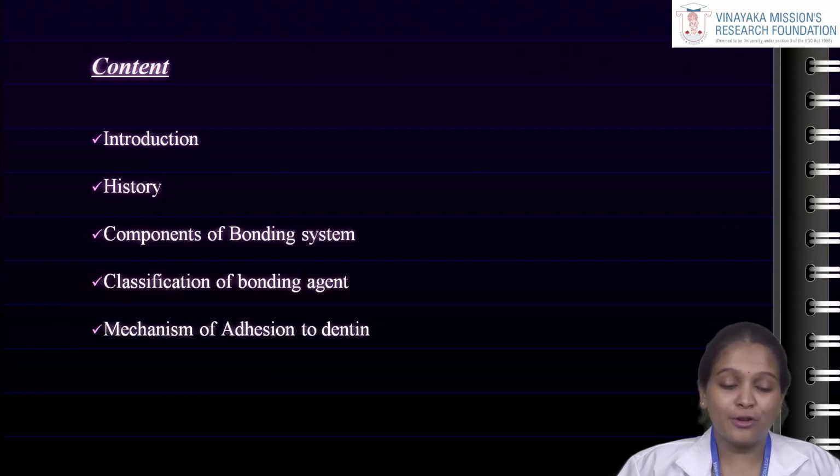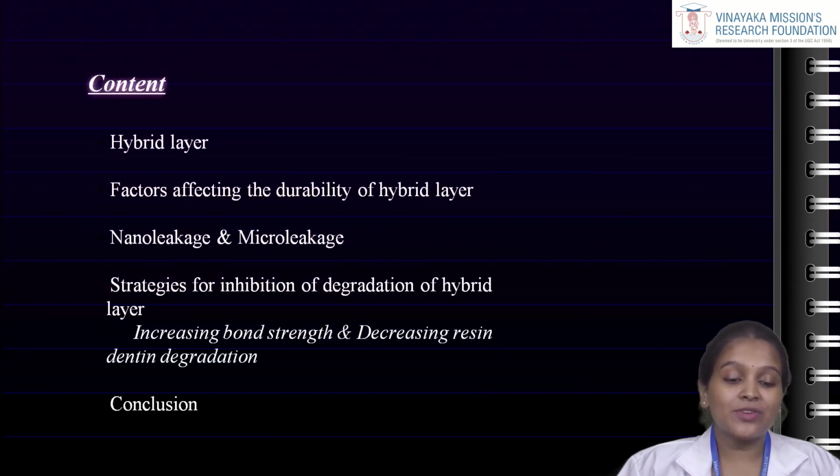I will be going through the following contents: introduction, history of various bonding agents and the newer advancements, components of bonding system, classification of bonding agents and the mechanism of adhesion to dentin, and then the hybrid layer, which is otherwise called the resin-dentin interdiffusion zone, factors affecting the durability of the hybrid layer, nano leakage and micro leakage, and the recent strategies that are adopted for inhibition of degradation of the hybrid layer, either by increasing the bond strength or decreasing the resin-dentin degradation, and then the conclusion.